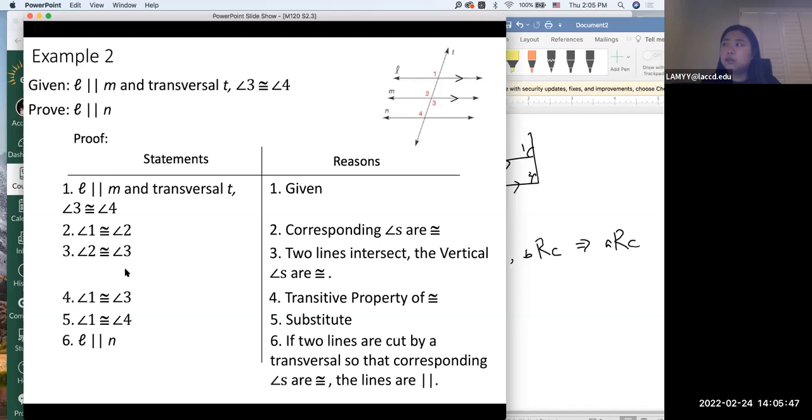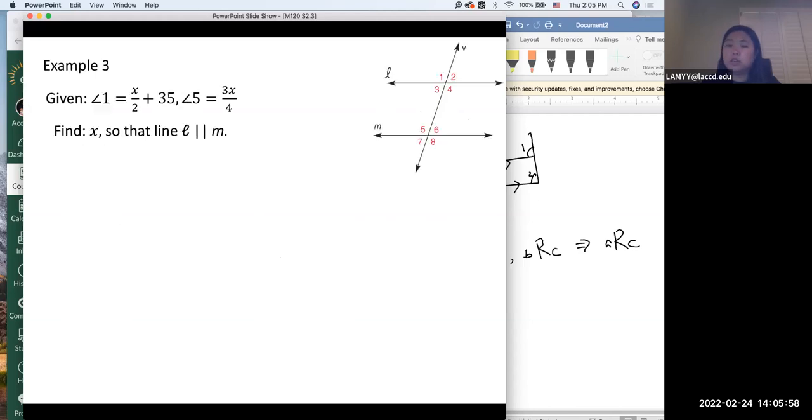Okay, if you are good with this one, I want you to try example 3. Make sure you state the reason to support your equation. I need you to state the reason to support your equation.